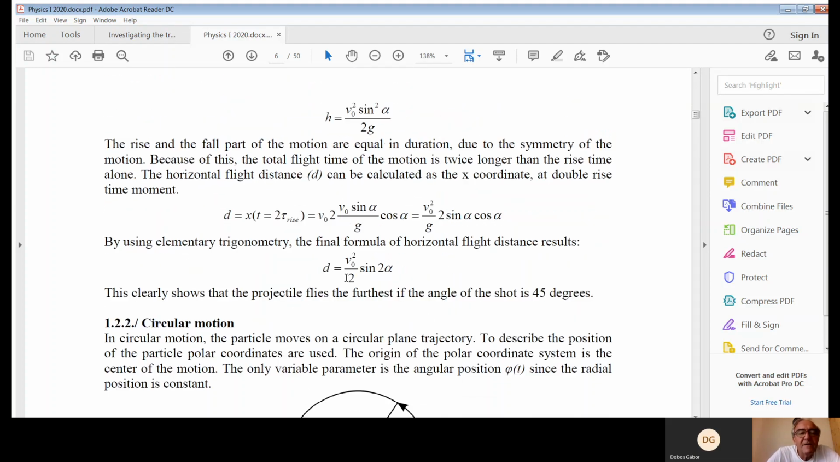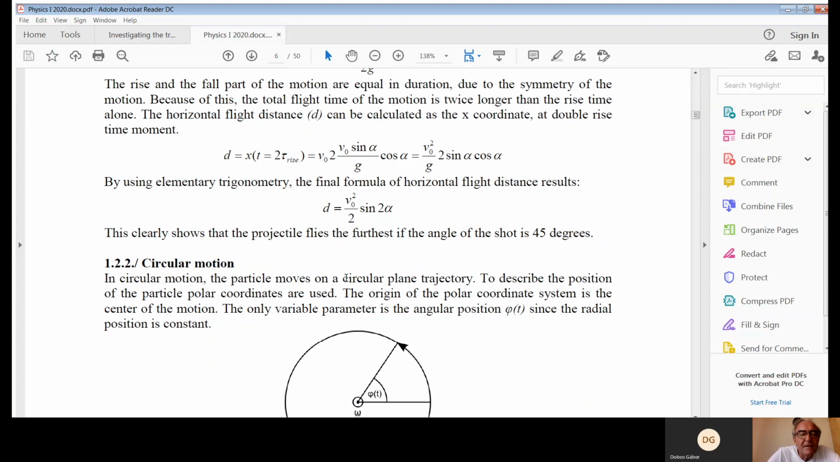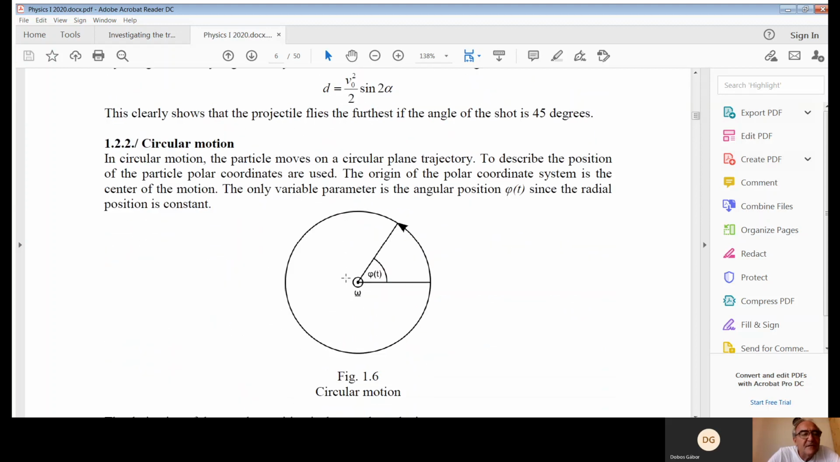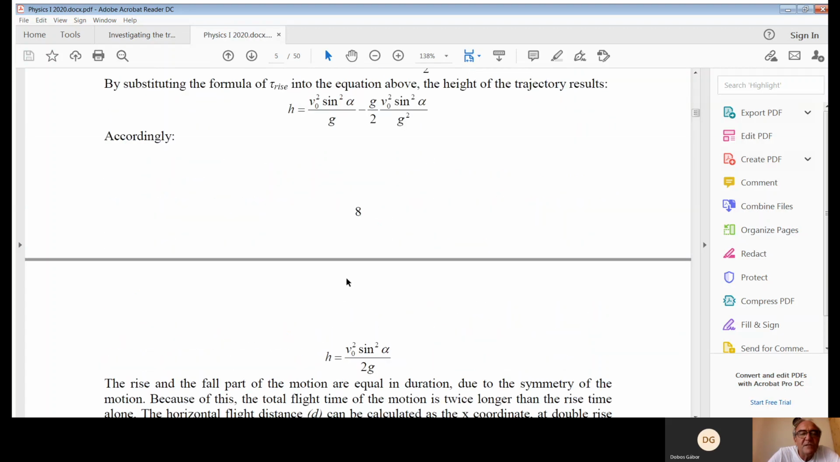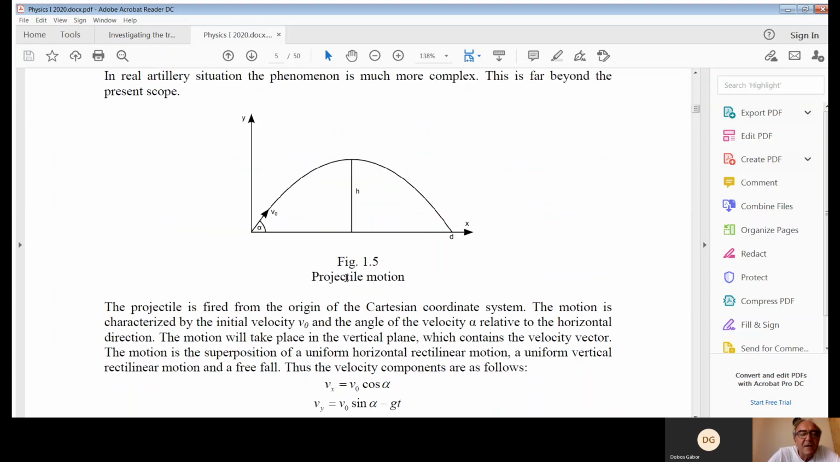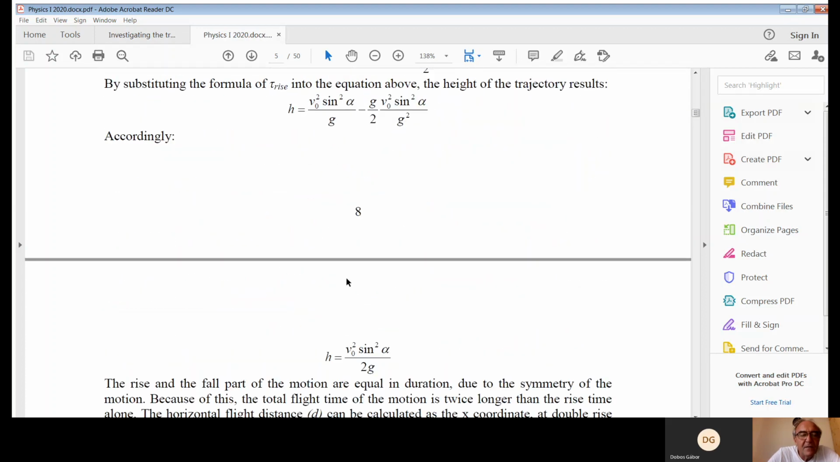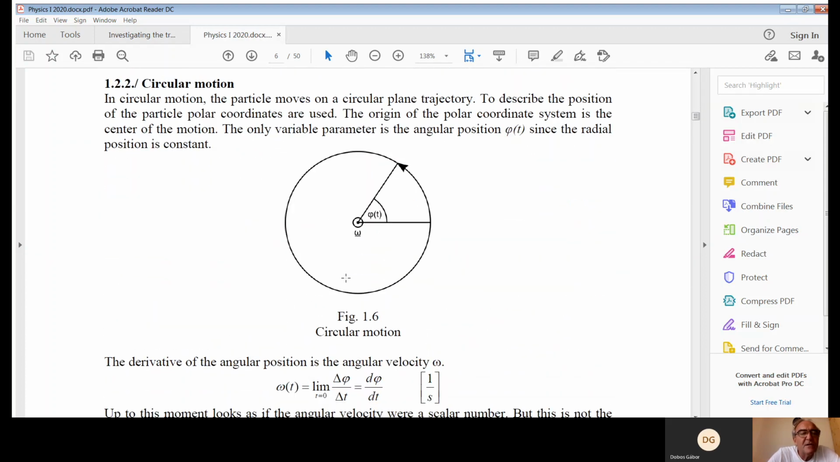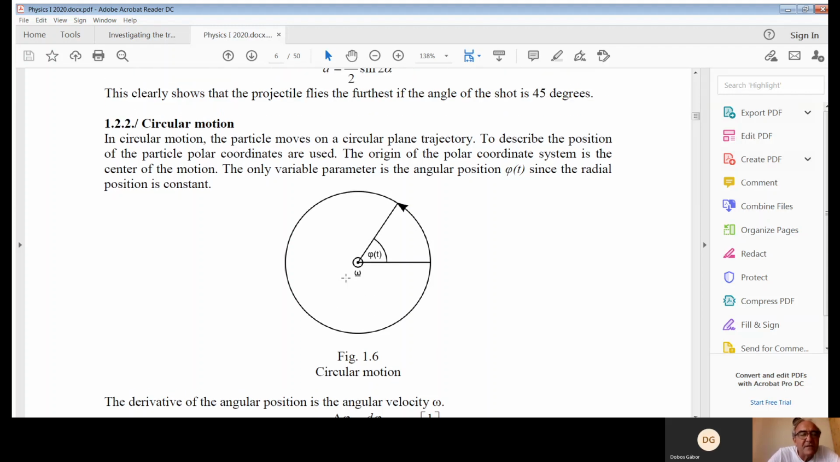Okay. Now, this was the projectile motion, which is a special motion when homogeneous gravity is affecting a particle. Now here comes another one, the circular motion. Circular motion is a very frequent thing. In circular motion, the particle moves in a circular plane trajectory. To describe the position of the particle, polar coordinates are used. The origin of the polar coordinate system is the center of the motion.